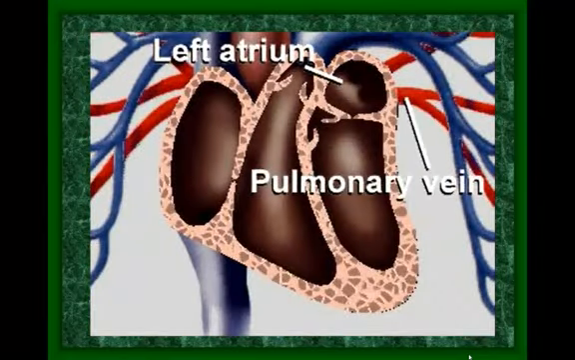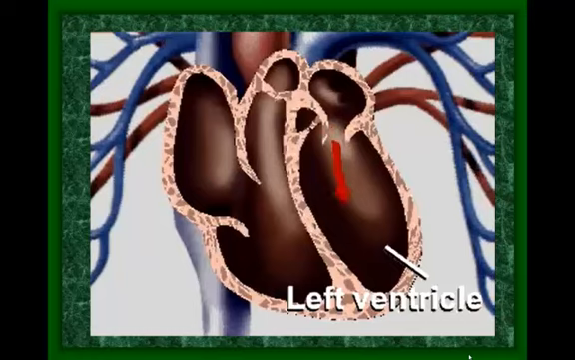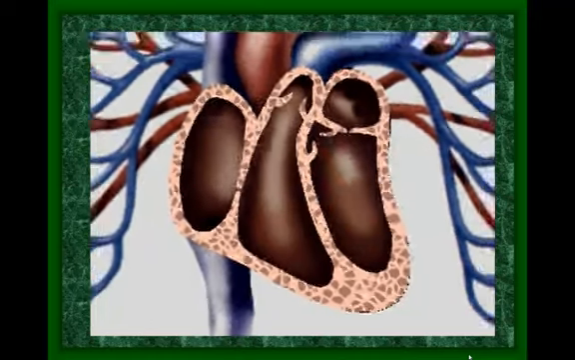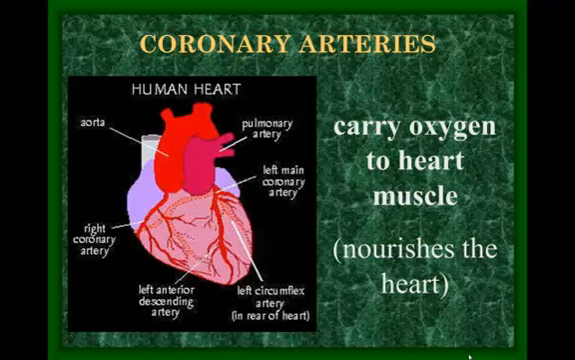Oxygen-rich blood travels through the pulmonary vein and into the left atrium. The pulmonary veins are the only veins in your body to carry oxygen-rich blood. The left atrium contracts and forces the blood into the left ventricle. The left ventricle contracts, forcing the blood out of the heart and into the aorta. The aorta is the largest artery in the body. It carries blood from your heart to the rest of the body.